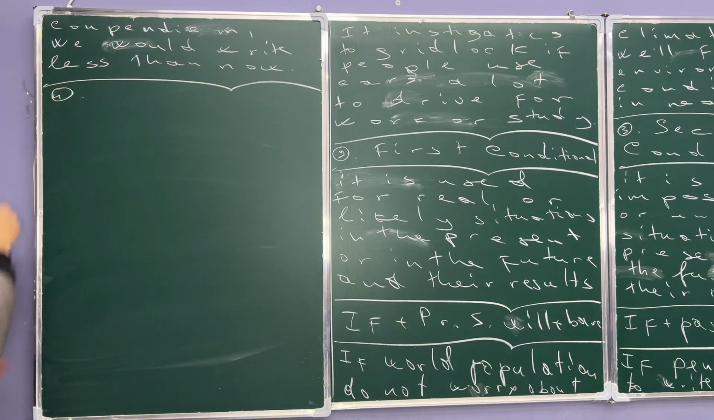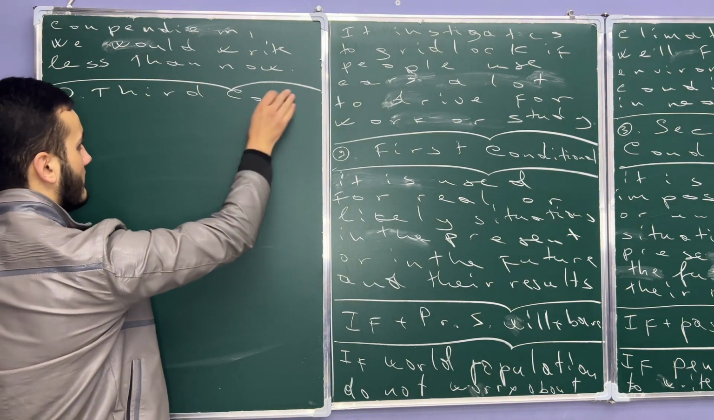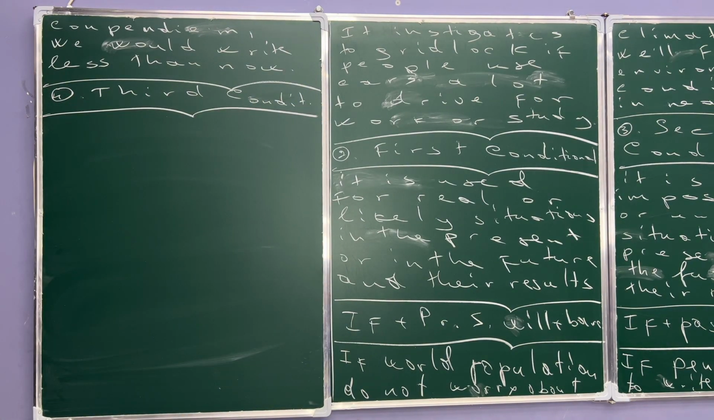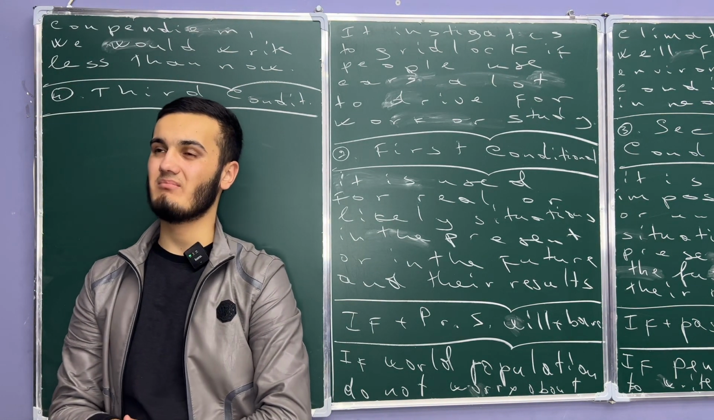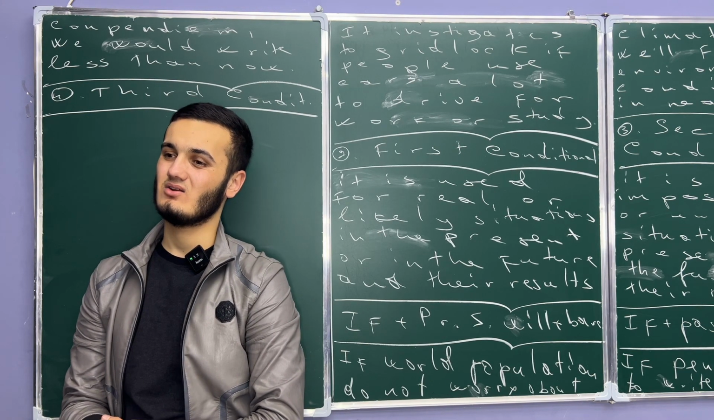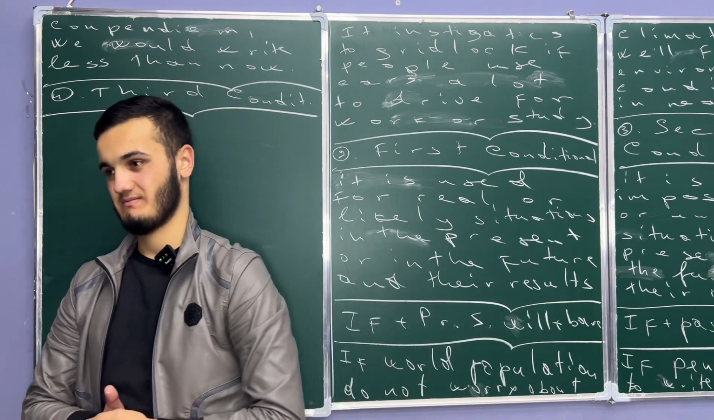Number 4, we have the third conditional, for sure. Third conditional, ladies and gentlemen. This type of conditional is used to describe impossible or unreal or unlikely situations in the past and their past results.